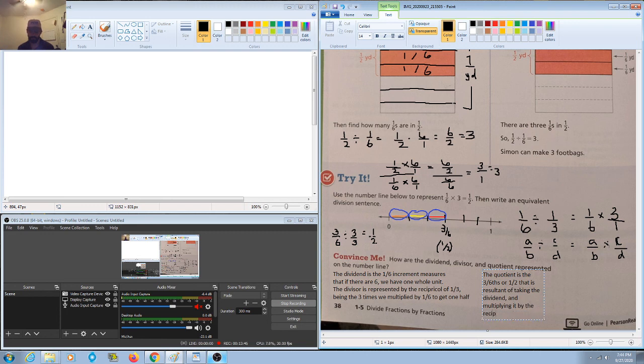the reciprocal of the divisor 1/3, in this case multiplying by 3. Okay, so the quotient is the 3/6 or the 1/2 that we achieve when we multiplied that 1/6 times 3, giving us 3/6, giving us that quotient of 1/2. But that 3 is that reciprocal of the divisor being represented.